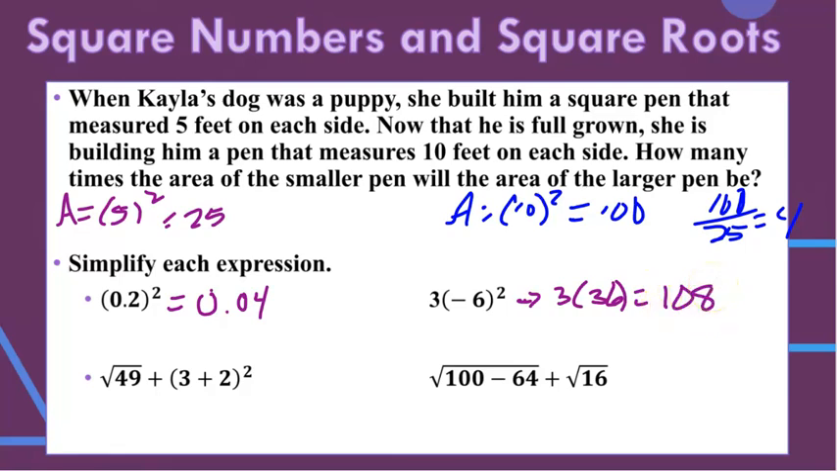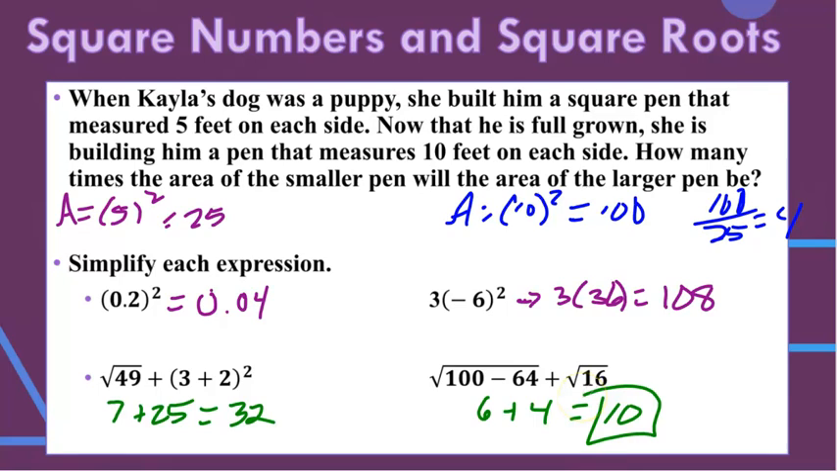Then the next one, we have the square root of 49, which is 7, plus 3 plus 2, which is 5. 5 squared is 25, and 7 plus 25 is 32. Now, because we are just simplifying these, this is going to be the principal root, so we're not going to use negative 7 as the root of 49. Next, 100 minus 64 is 36. The square root of 36 is 6, plus the square root of 16, which is 4. So 6 plus 4 would give us 10.